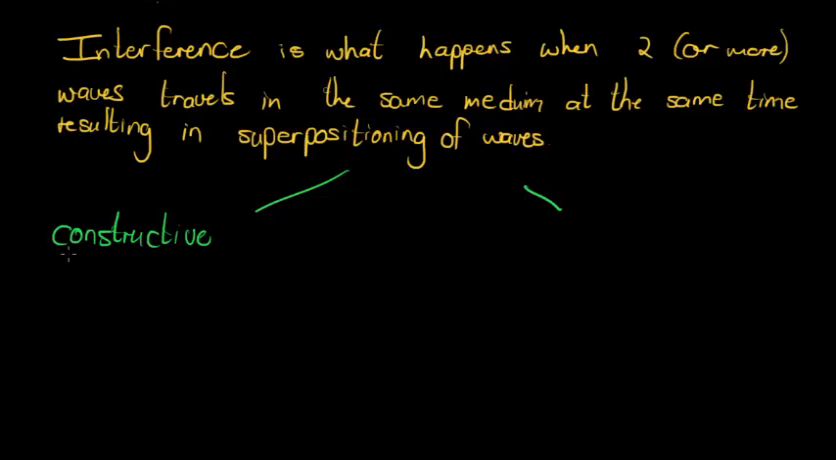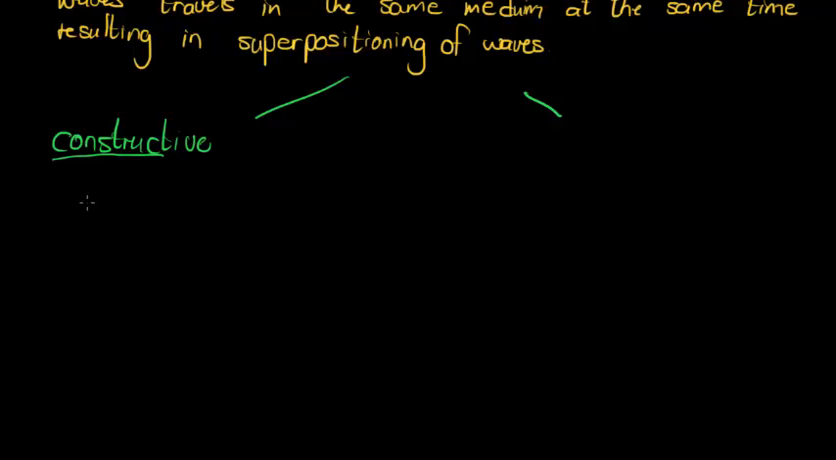Constructive, obviously, hopefully you understand that construct means to build up or to make larger. So constructive interference happens when we have two waves. Here's my yellow wave and blue wave. Okay, so let me draw my blue wave with dots instead.